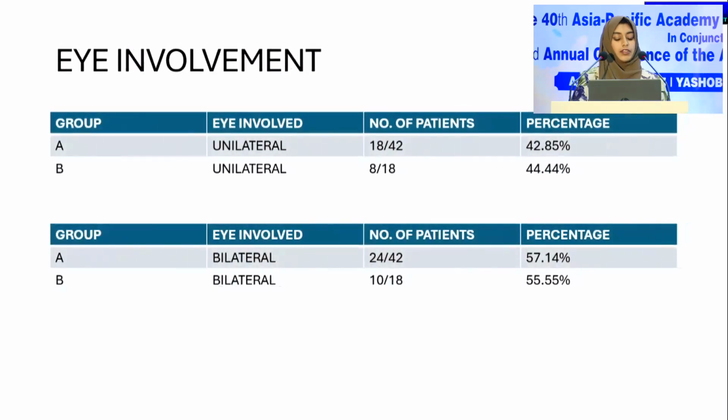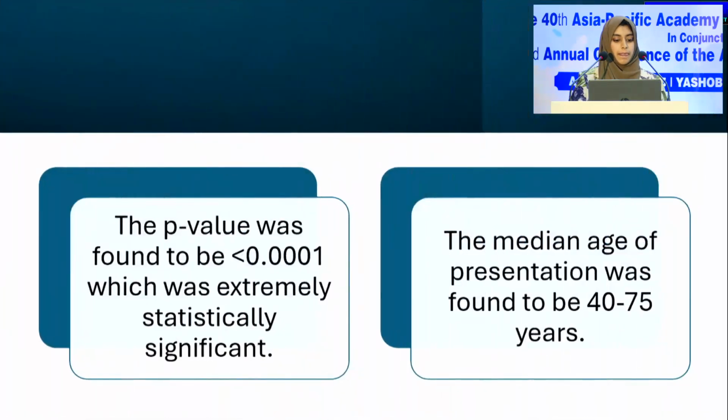Regarding eye involvement, it was noted that bilateral involvement was more than unilateral. In Group A, we had 42.85% unilateral eyes involved, whereas in Group B, we had 44.44%. The p-value was found to be less than 0.001, which was extremely statistically significant.